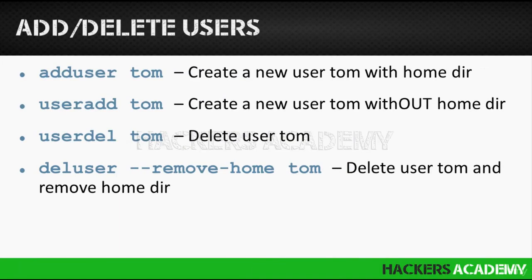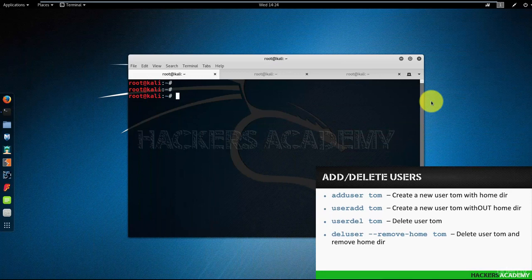Alright, if you're ready to continue, here's how we can add users to our system. There are two ways to add users: using the adduser command or the useradd command. The adduser command will create a new user with the home directory of the user. So both will be created. The useradd command will create a new user, but without creating the home directory of the user. Let's see how that works.